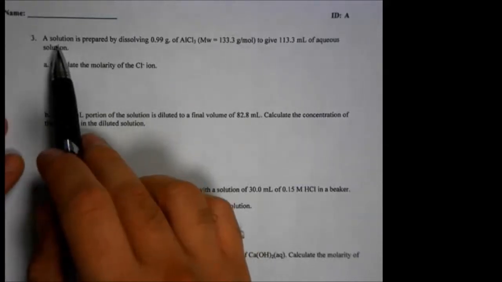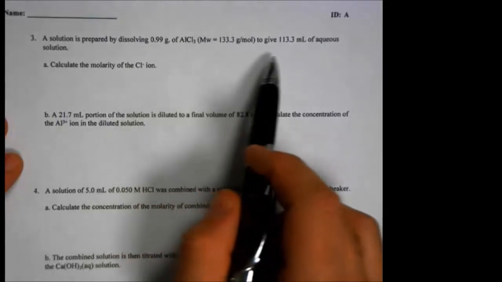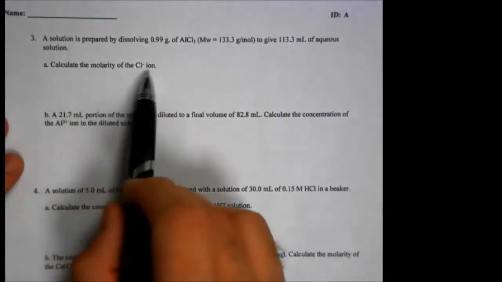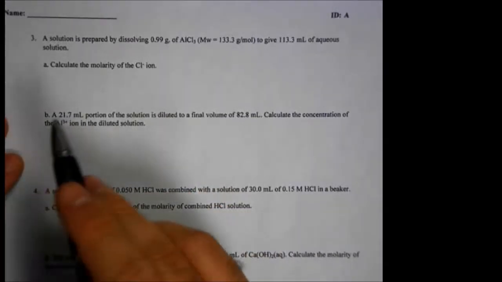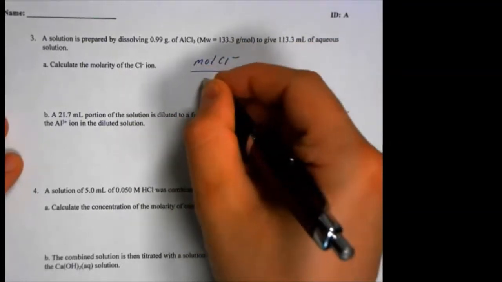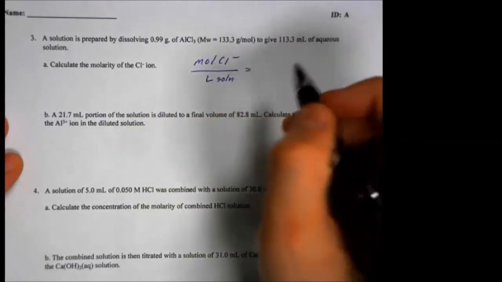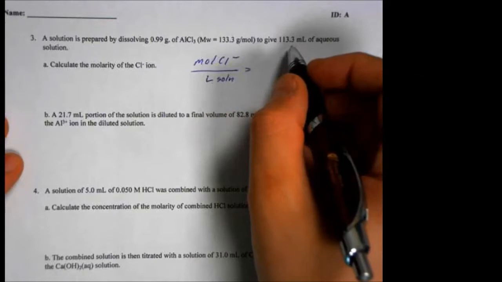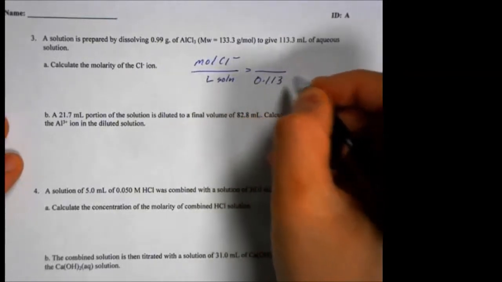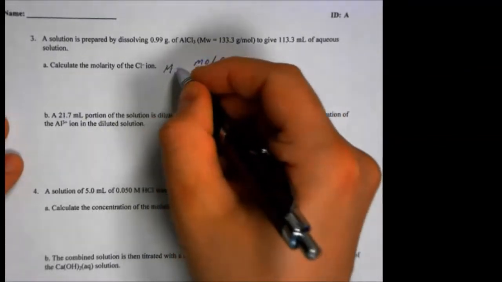So the first part says a solution is prepared by dissolving 0.99 grams of aluminum chloride, they give you the molecular weight, to give 113.3 milliliters of aqueous solution. So calculate the molarity of the Cl- ion. So I know that in the end, what I need to know is the number of moles of Cl- divided by the total volume. So this is going to be the liters of solution. And already I have the total volume, which is 113.3 milliliters. So we're going to convert that to liters to get 0.1133 liters. So this is going to be the molarity.